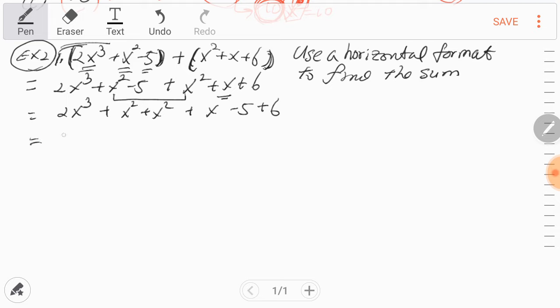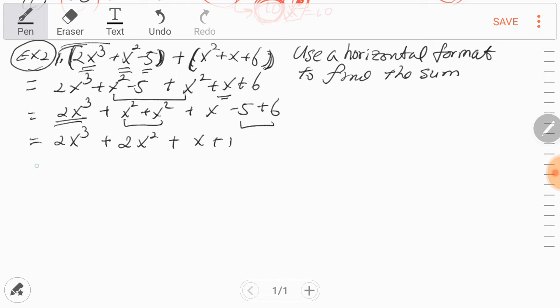So we can just add up the like terms. The x cubed term, there's only one, so leave it as it is. And here it is x squared plus x squared. So this is equal to 2x squared.